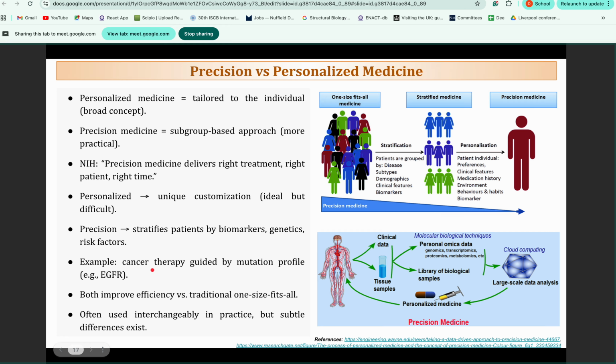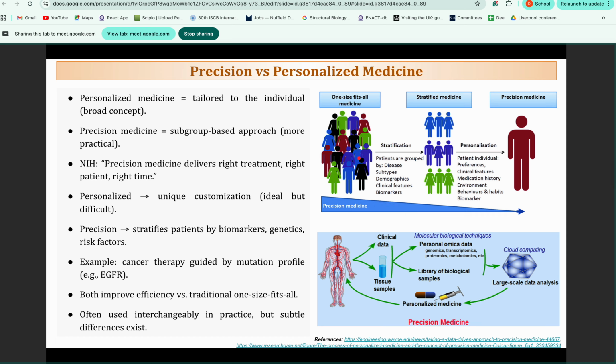This does not take as much time as personalized medicine, and both of them improve efficacy and efficiency versus the traditional approach, which was based on one size fits all. They are often used interchangeably in practice, but there is a subtle difference. You will see that precision and personalized medicine are used interchangeably. In place of personalized medicine, people might use the term precision medicine. So there is a very minute difference between both of them.